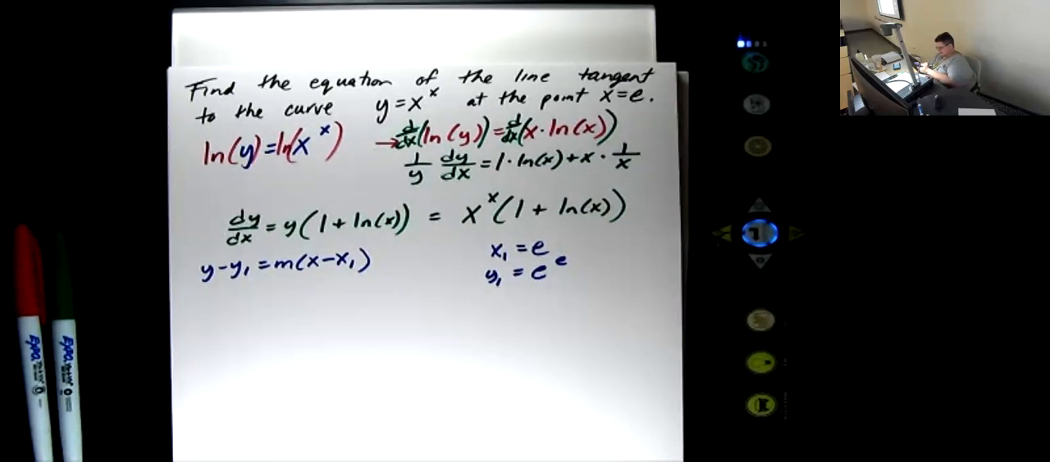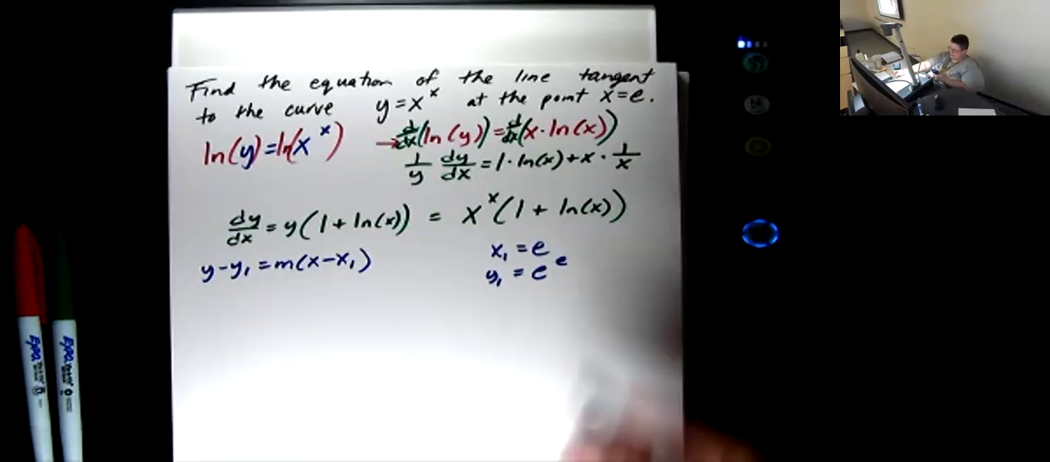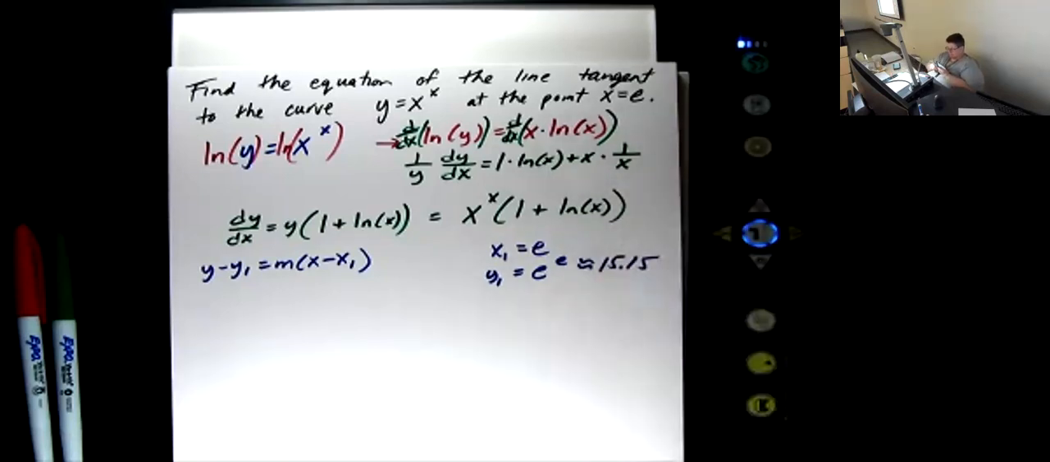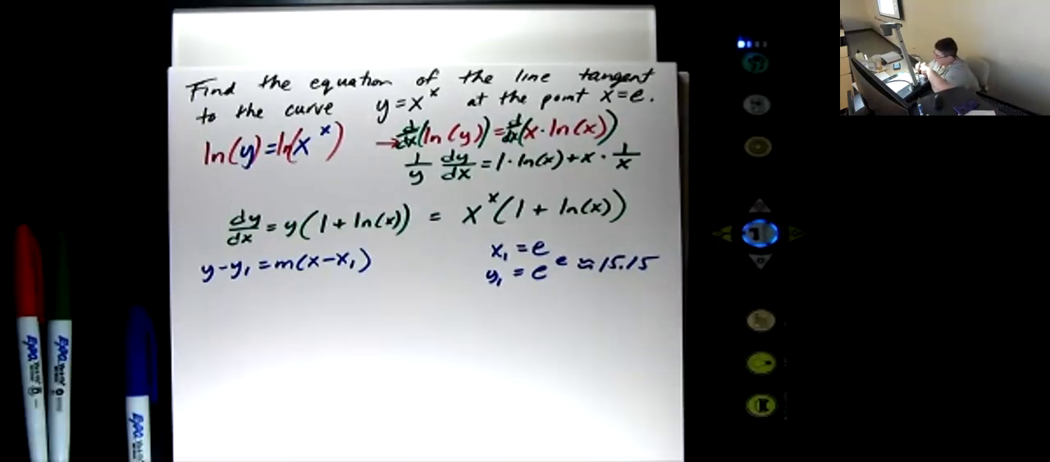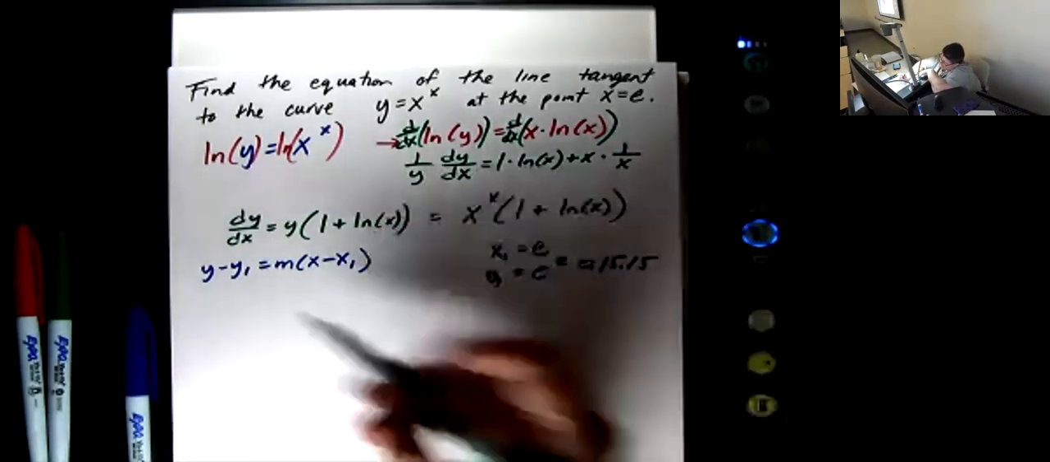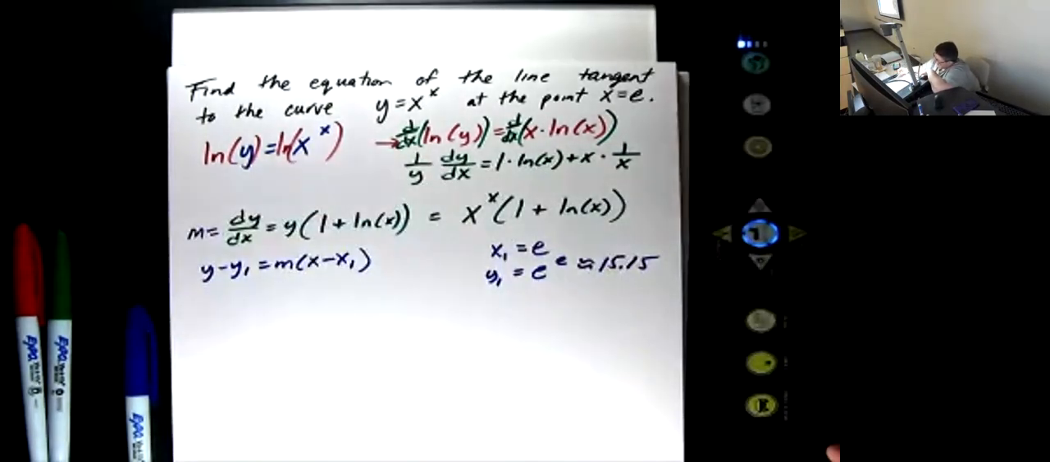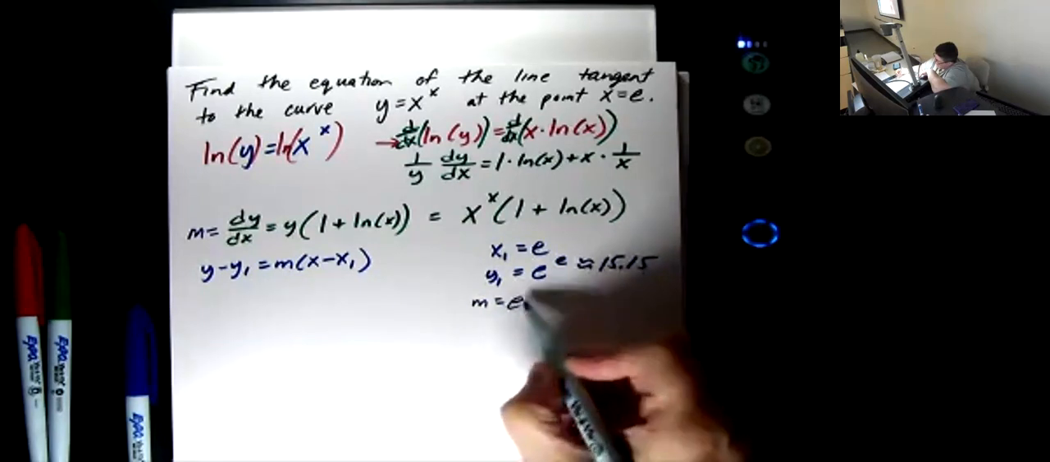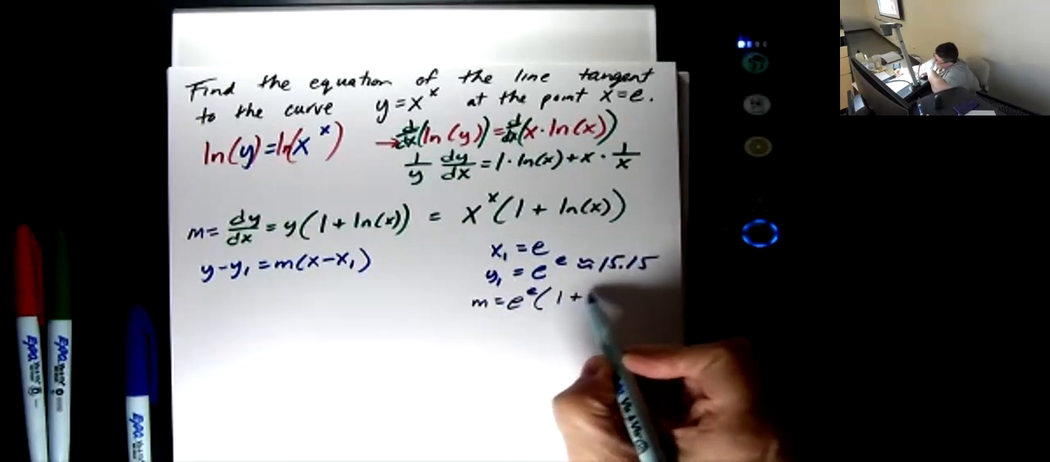Ooh, there we go. E exponent e. That's approximately 15.15. Just a number. So, what's our slope here? Our slope is this. At x = e, m is e to the e times 1 plus natural log of e.